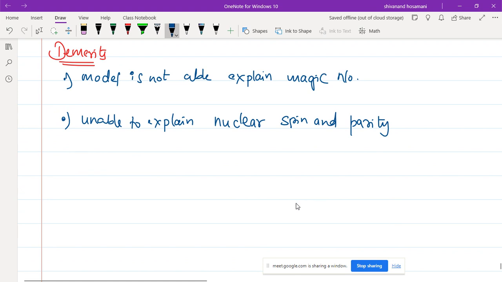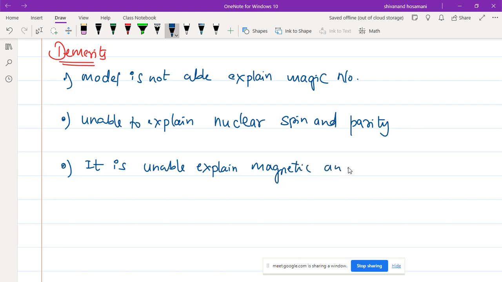Next, it is unable to explain magnetic and electric quadrupole moments of a nucleus.